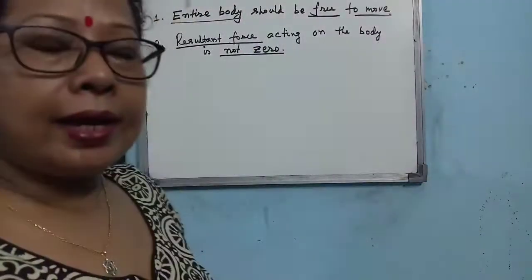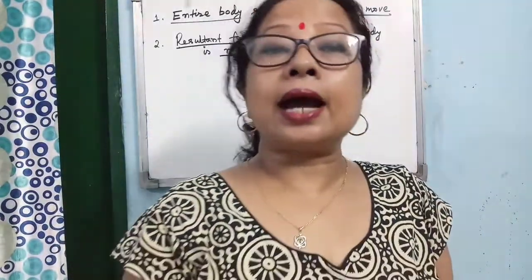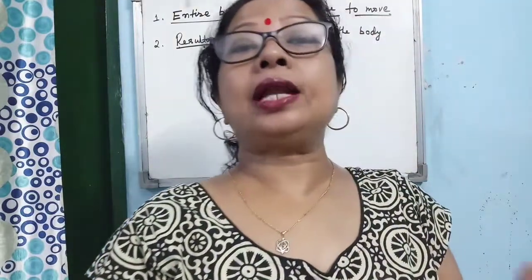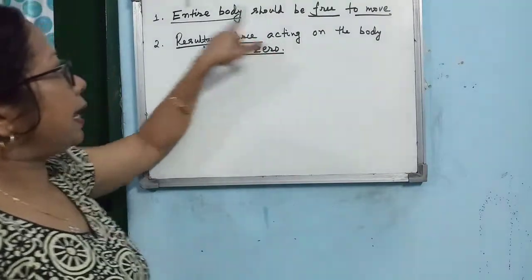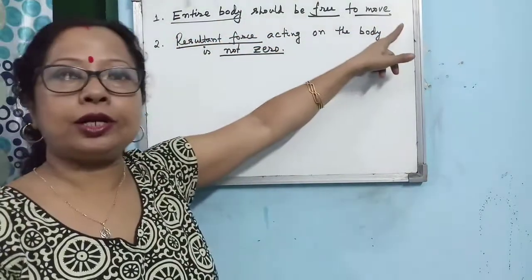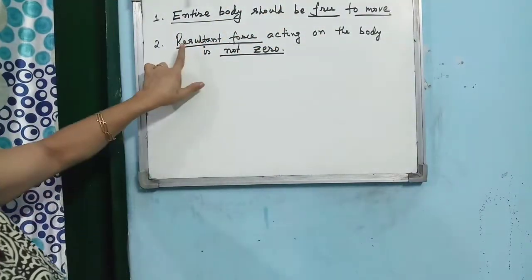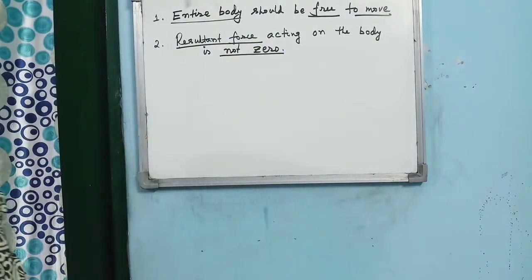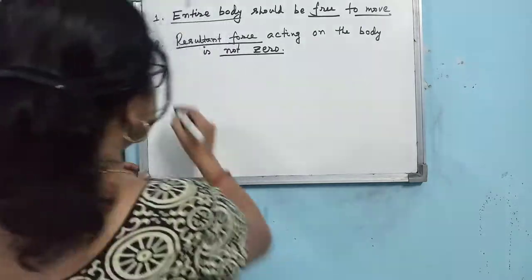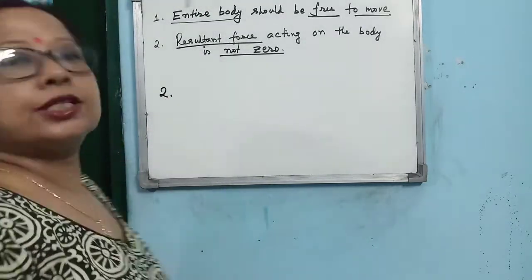So, how to write this answer point-wise in the board exam or in any exam, if the question comes: under which condition will a body have translational motion? This is the condition: the entire body should be free to move, and secondly, the resultant force acting on the body should not be zero. Alright, now the second one is rotational motion.